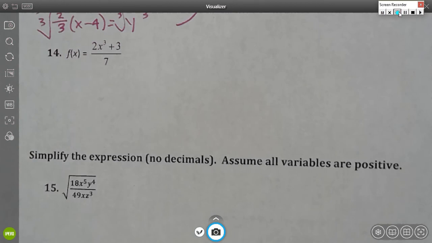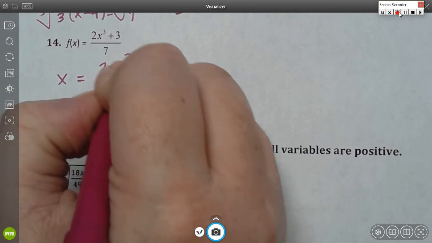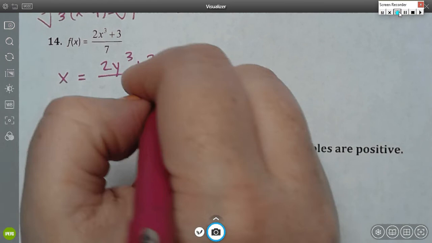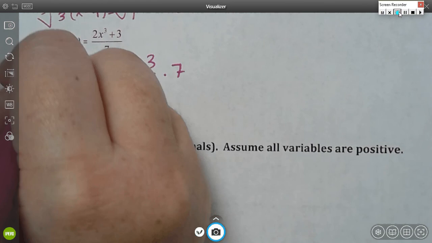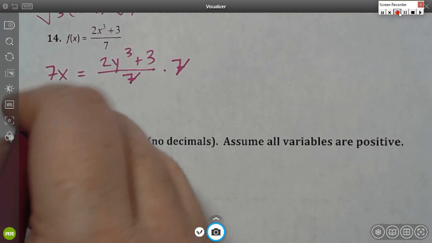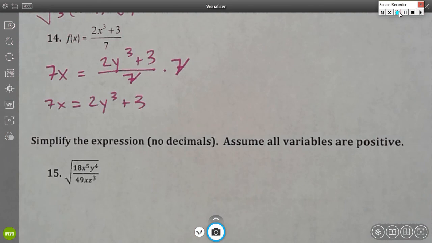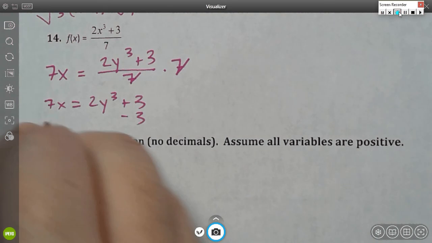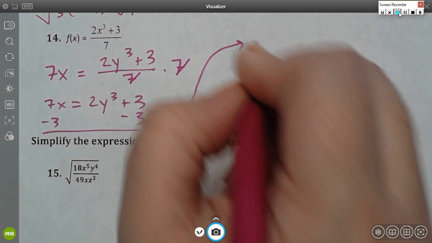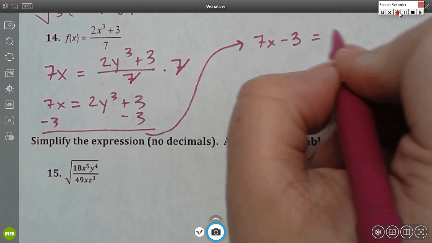Number 14, again switching x and y, so x equals (2y³ + 3)/7. I'm going to multiply both sides by 7. Okay, so now I have 7x equals 2y cubed plus 3. I'm going to subtract the 3 from both sides. So I have 7x minus 3 equals 2y cubed.